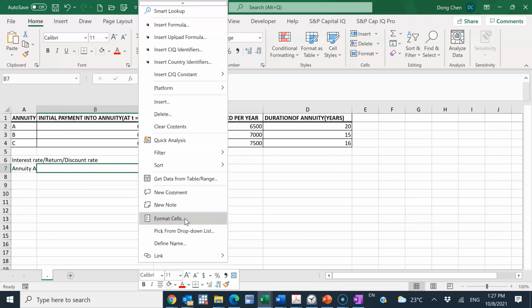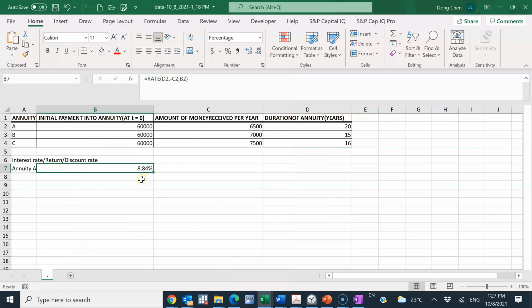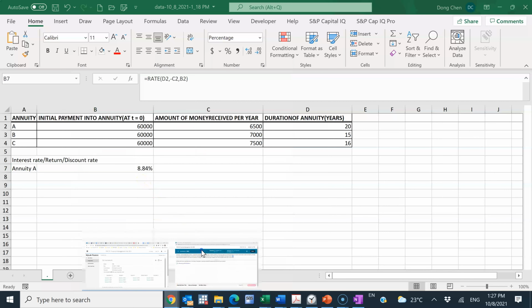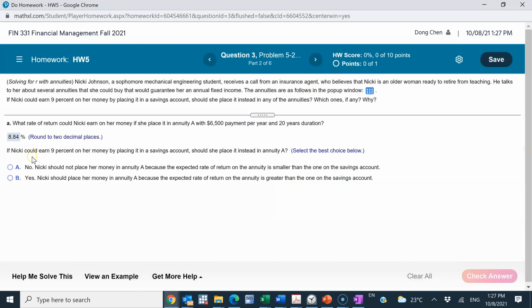And what we can do is right-click on the cell, then choose Format Cells, and then choose Percentage. And then you can see, as I said, the reason we got 9% is because we kept 0 decimal places. But then we want to change this to be consistent with the rounding requirement by increasing this to 2. Then you can see it becomes 8.84%. So that's the answer for part A, 8.84%. And then I can check my answer, and we can continue to the next part of this question.